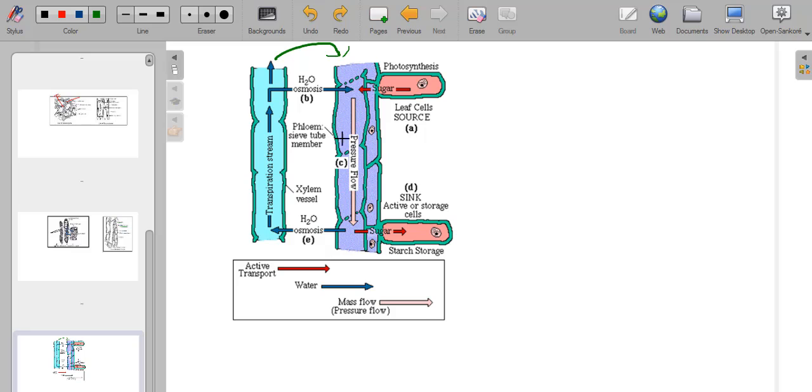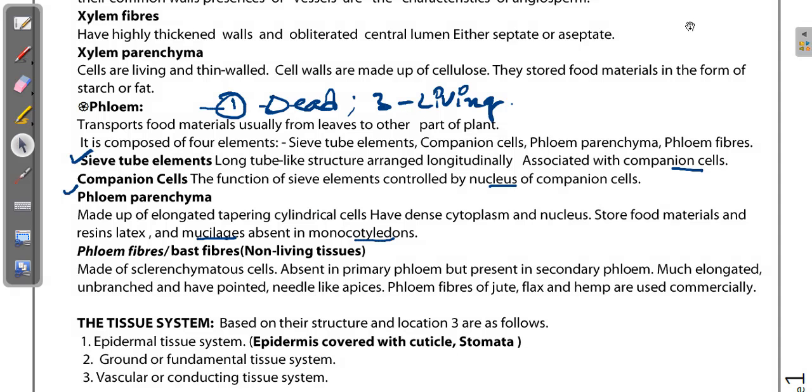And here you can see the phloem sieve tube member, and the sugars are being transferred to different parts of the cells. Whenever sugar is produced in the leaf, it is given to the phloem, and the phloem brings it down and it will be stored in different parts of the plant. This is done by active or storage cells. It could be a fruit, a leaf, or a root, based on the plant modification. So this is about the working of the phloem and xylem.